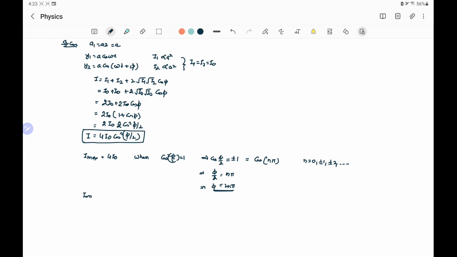Similarly, minimum intensity will be equal to 0 when cos square phi by 2 equal to 0. This implies that cos phi by 2 equal to 0, and this will take place when the angle is (2n plus 1) by 2 into pi, where n is equal to 0, plus minus 1, plus minus 2, and so on. So phi by 2 will be equal to (2n plus 1) into pi by 2. This 2 gets cancelled, so phi will be equal to (2n plus 1) pi.